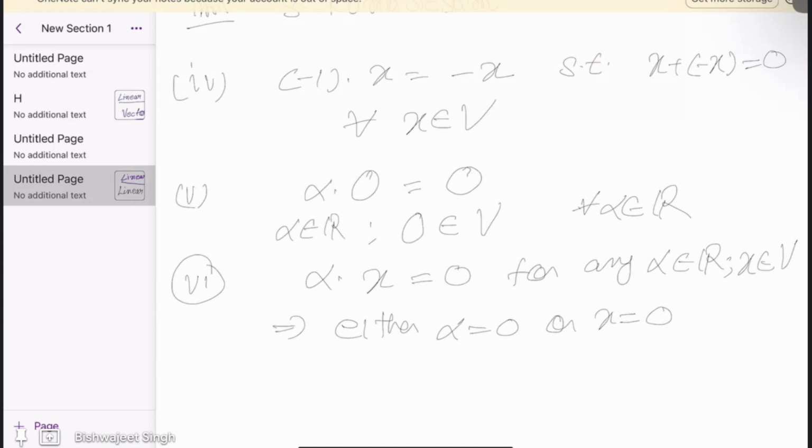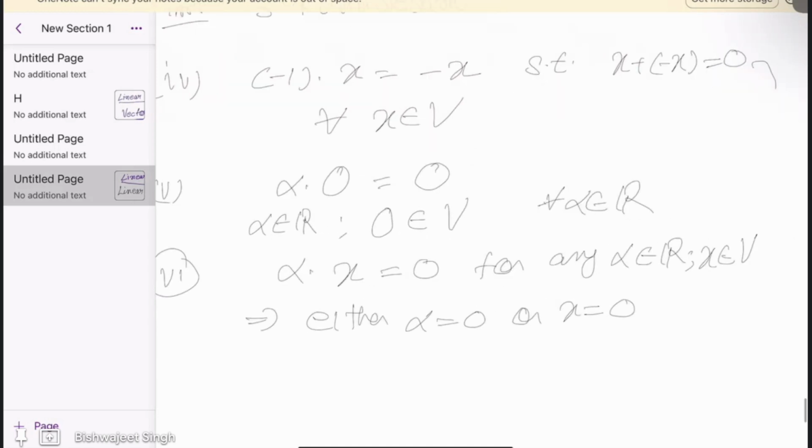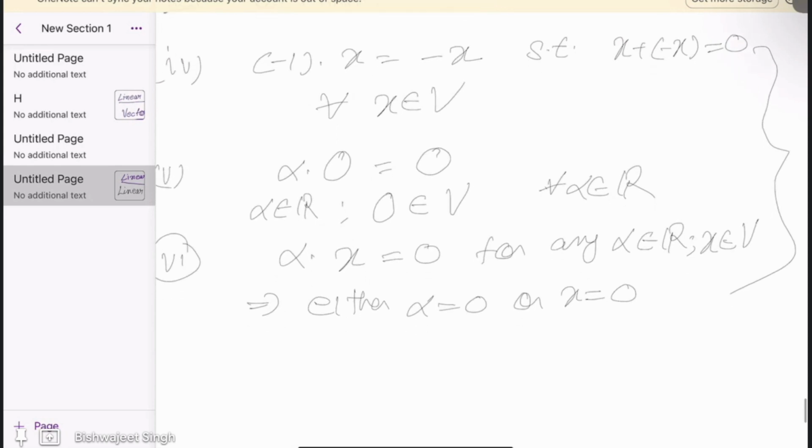Okay, so I want you guys to try these three. I'll provide you the solutions. I'll give you the handwritten notes, or some video in which I'll explain these theorems as well. But I want you guys to try it for once. So I think we can finish it for today.